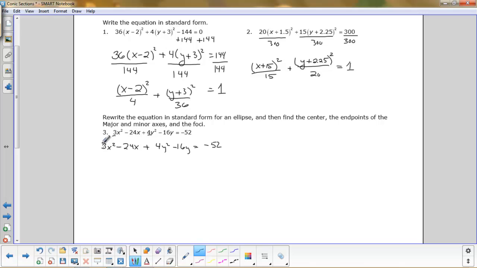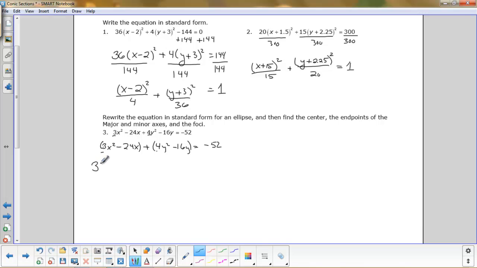So now what I'm going to do is, in grouping these values, I must pull out that value that is both on the x squared and the y squared term. Now remember, grouping is critical here because I do not need to pull out a 3 from all of these numbers. I only need to pull a 3 from the 3x squared and the 24x. The same holds true for the 4.